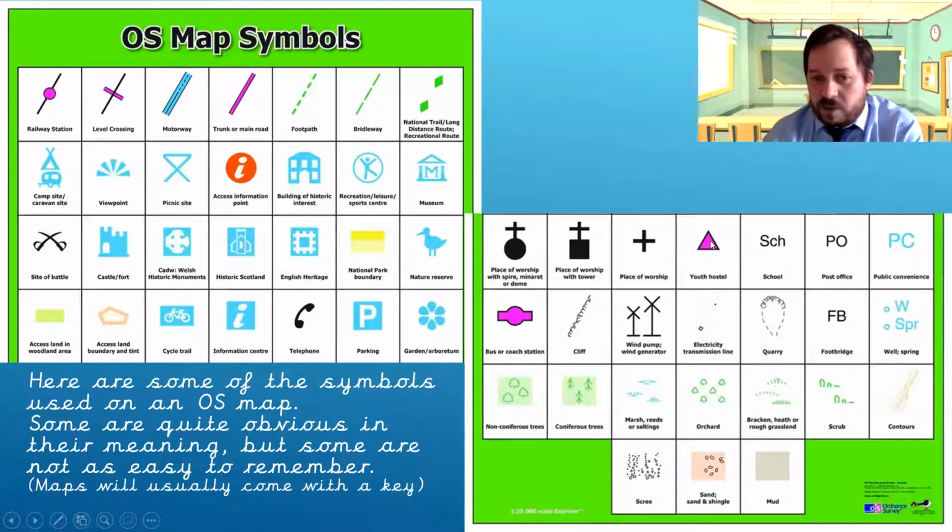But something like the youth hostel, you might not understand. It's just a pink triangle or purple triangle. Might be harder to guess, whereas you might be able to guess trees or coniferous trees, whereas national park boundaries might be slightly harder. But all of these are set out in a particular way.